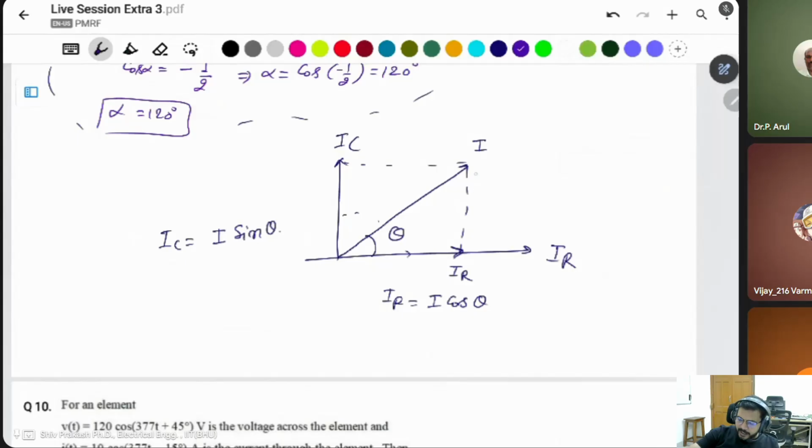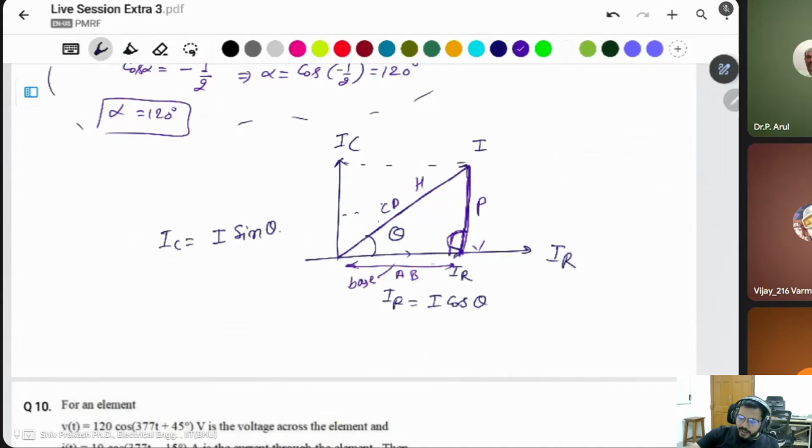Why can you write it directly? Suppose this is AB, and this is CD. This is a triangle, a right angle. This is 90 degree. This is a right angle. This is the base. This is the perpendicular. This is the hypotenuse.